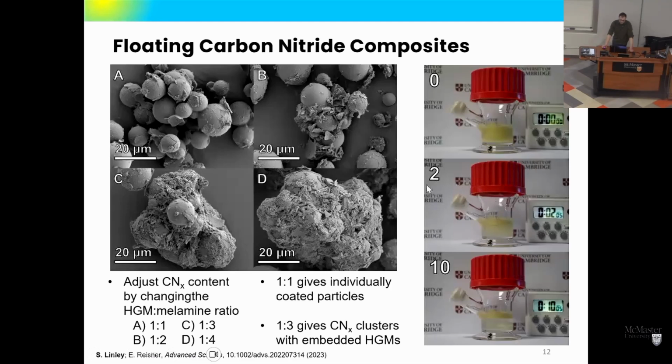We can also control the overall carbon nitride content of the composite by just varying the melamine to glass bubble ratio. So when we use a very low ratio of melamine to glass bubbles, we get these thin layers of carbon nitride that are coated around those glass spheres. And as we increase the content of melamine, we get more and more carbon nitride, eventually forming these masses of carbon nitride with the embedded glass microspheres rather than the other way around.